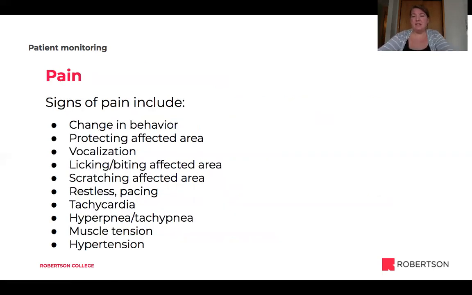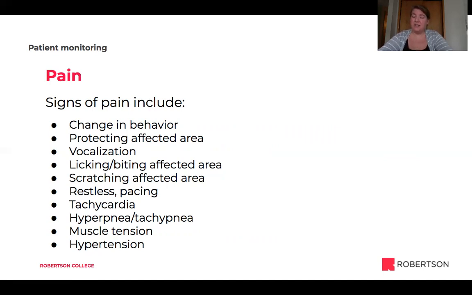And then the last thing that we want to monitor in our patients is signs of pain. There are some people or facilities that recommend that we assess pain as the fifth vital sign. So some of the things that we might see if an animal is in pain, because they're not going to tell us, they can't, they're going to show signs. So we might see changes in their behavior. A usually happy-go-lucky dog is all of a sudden really down and sad. That can indicate they're in pain.